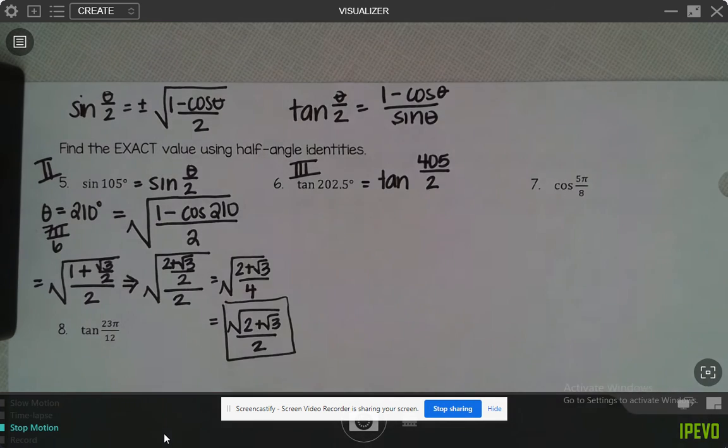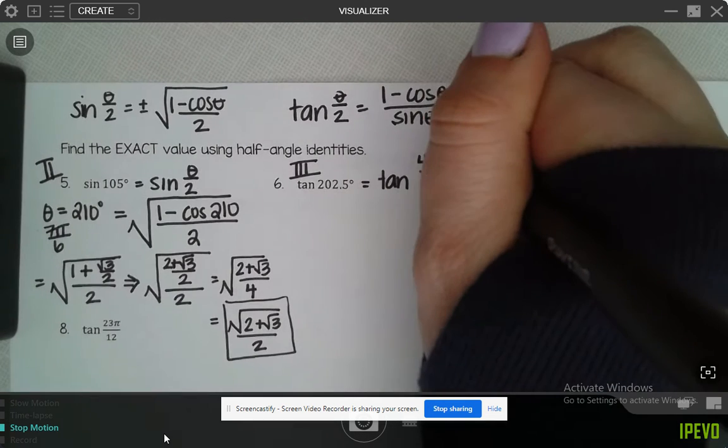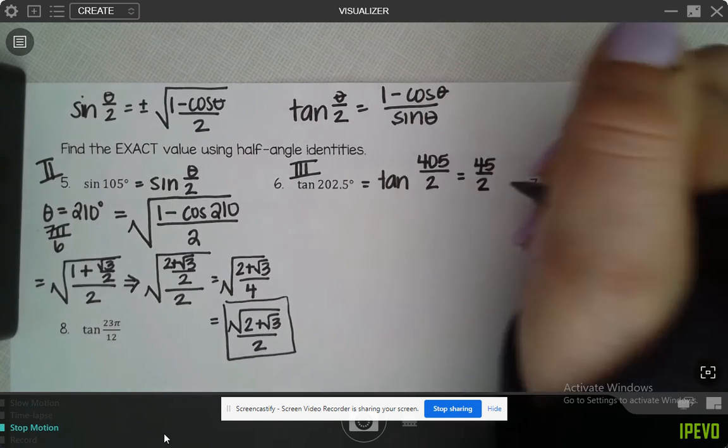405 degrees is not an angle that you know. So what do you have to do? Is it bigger than 360 degrees? Do you want it to be bigger than 360 degrees? No. So what do you need to do? Subtract 360 degrees. What's 405 minus 360? 45. So this is the same as 45 over 2.